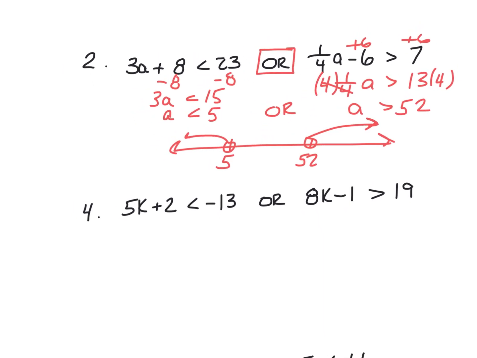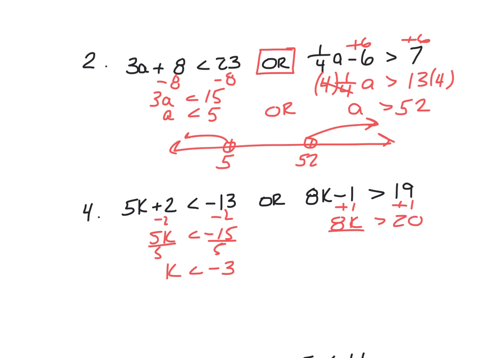Number 4, same type of thing. I'm going to subtract 2 here. So I'm just solving this just like we did before. I'm going to divide by 5. And I'm going to get k to be less than negative 3. On the right side, I'm going to add 1. I'm going to divide by 8. I'm going to get k to be greater than, let's just reduce this. 4 goes into each of those, 5 halves.